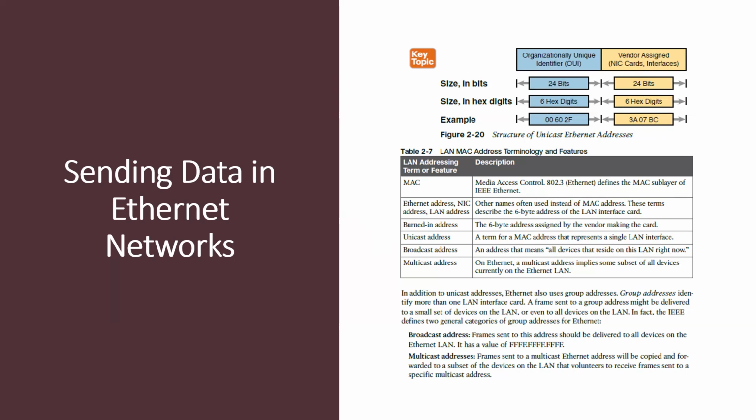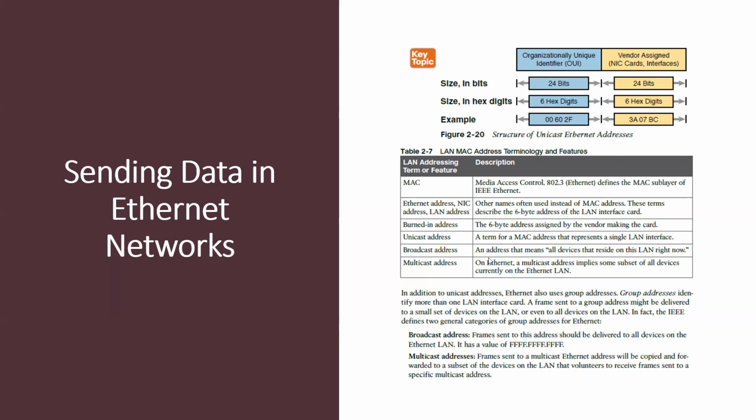What does it stand for? Media access control, right? There is a standard by IEEE that identifies what a MAC address is, or MAC is. So 802.3 stands for Ethernet. It defines the MAC sublayer of IEEE Ethernet. Please take note of that. You guys would not just need to know it for the exam, but of course in your future, right?